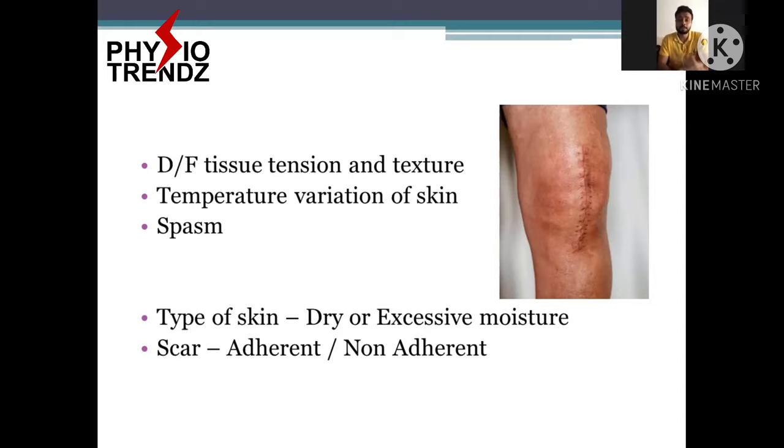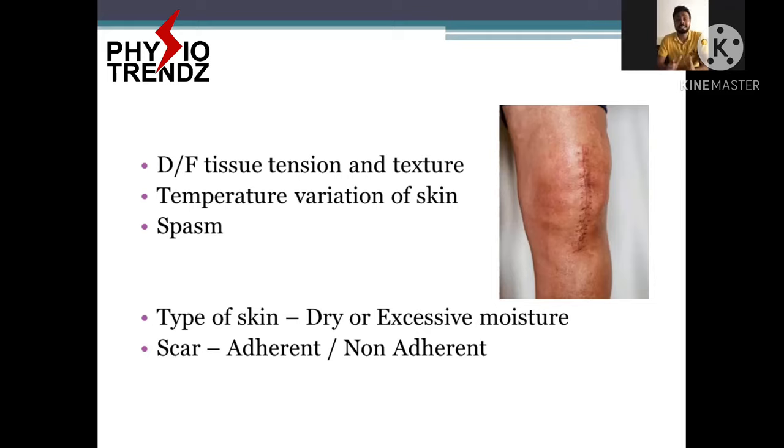Spasm, because most of the time in muscular injury, muscle guarding happens. So if a patient has come in the acute condition, you have to look for whether muscle guarding or spasm is present or not in that particular area. Type of skin, whether it is dry or has excessive moisture. Most of the time, whenever immobilization is given and plaster of Paris is applied, when it is removed, you will see dryness in the skin because of the lack of environmental factors. So that is commonly seen in those cases.